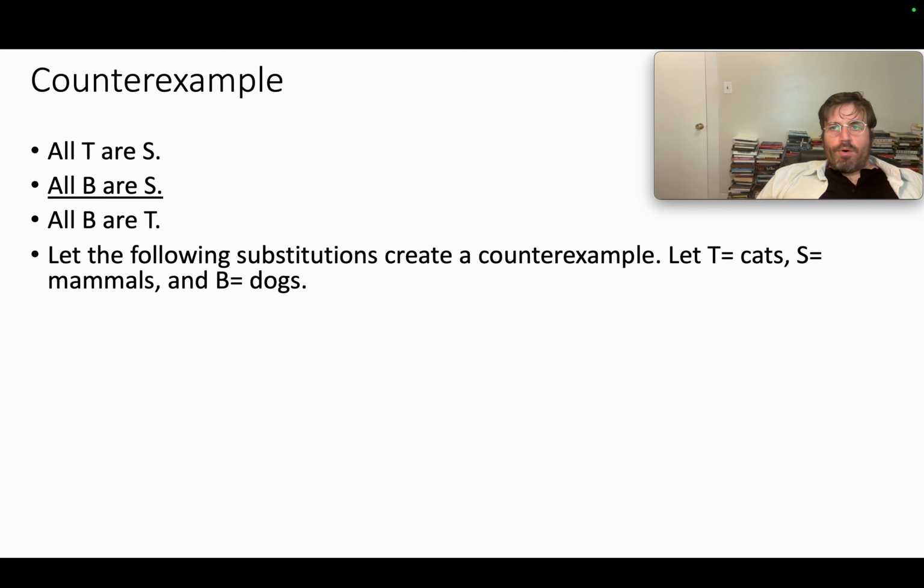Now let's create a whole new set of terms that we're going to use as the new content as a counterexample. Let the following substitutions create the counterexample. Let T equal cats, let S equal mammals, and let B equal dogs. So please rewrite the full argument with this new content. T equals cats, S equals mammals, and B equals dogs.